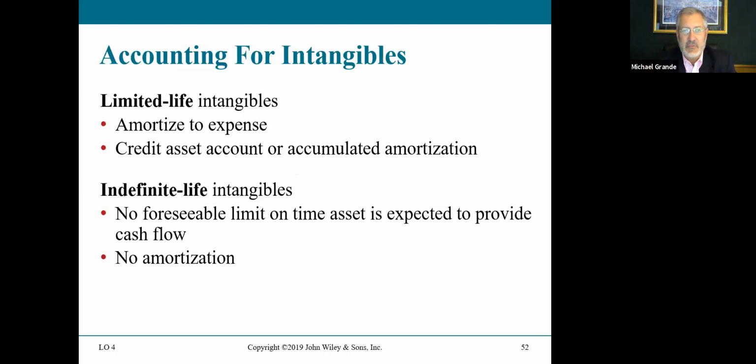Limited life intangibles. We're going to amortize them to expense. If they have a useful life, then we can allocate the cost of that intangible asset over its useful life. Instead of calling it depreciation expense, we call it amortization expense. And instead of accumulated depreciation, we call it accumulated amortization. What about indefinite life intangibles? No foreseeable limit on time the asset is expected to provide. We have no estimated life. We can't amortize it.